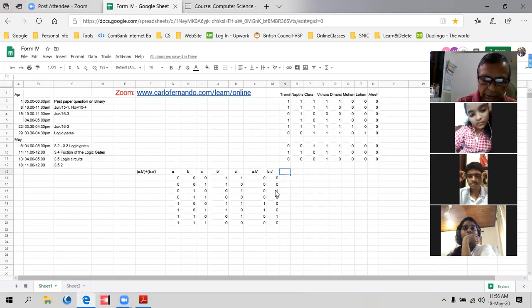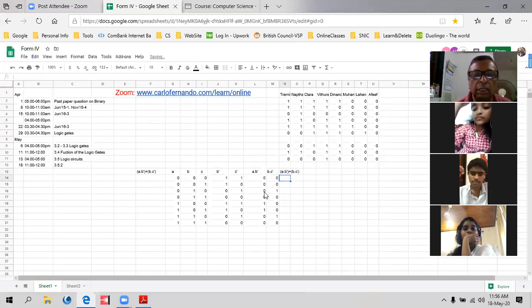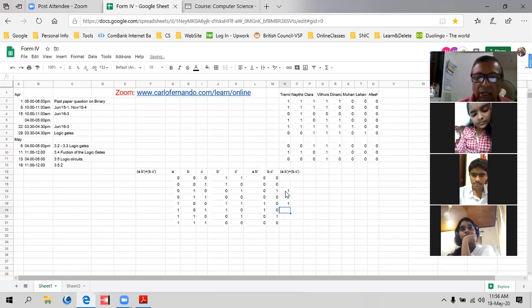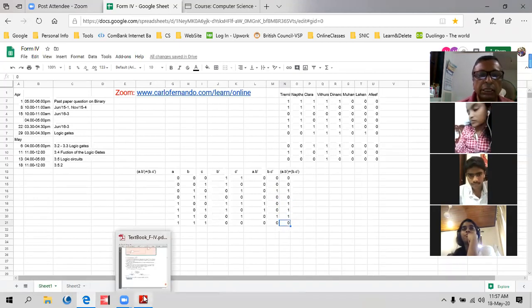Then A dot B dash, or B dot C dash. The last two. It's easy, no? This or that. Wherever there is a 1, it becomes 1. Let's see, Sir, whether you missed one. Which one? Here, 0. Let's see the answer.